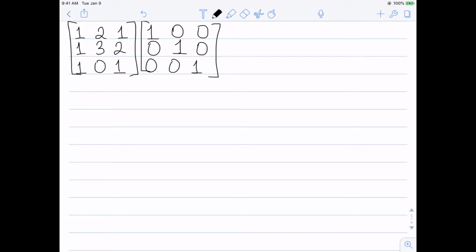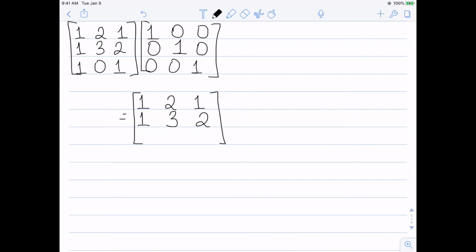Since we know matrix multiplication is not necessarily commutative, we do need to check both directions. First row times first column would give me 1 plus 0 plus 0. Second column gives me 0 plus 2 plus 0. And third column gives me 0 plus 0 plus 1. Moving down to the second row, first column, I have 1 plus 0 plus 0. Second column gives me 0 plus 3 plus 0. And third column gives me 0 plus 0 plus 2.